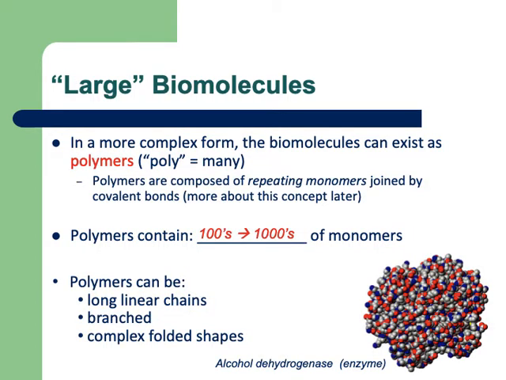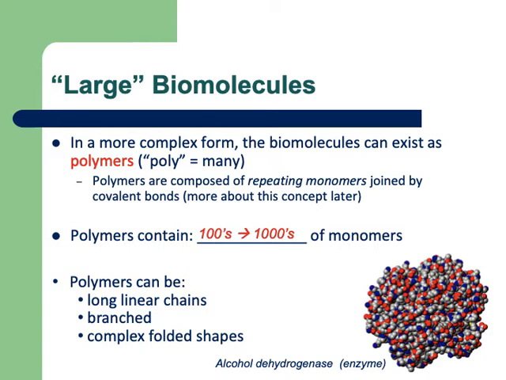It is possible to attach many monomers together. So this means a bigger molecule, which is more complex, and the biomolecules can exist as polymers, poly meaning many. So this means beyond 50 units. So typically polymers contain hundreds to thousands of monomers. This means for carbohydrates that you could have hundreds to thousands of glucose molecules bound together.